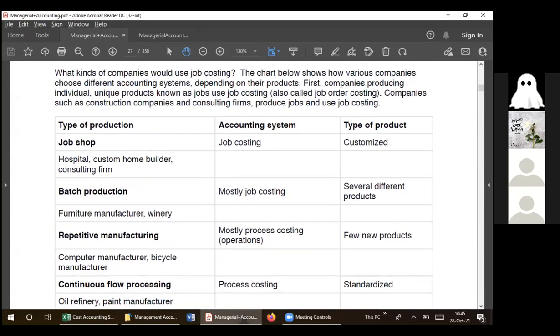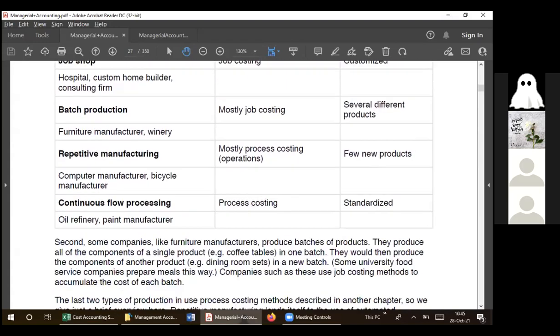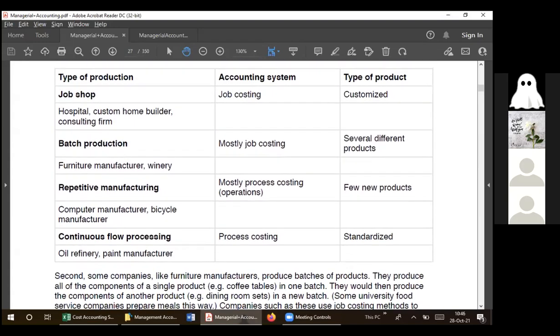So these are the kinds of companies that are using job costing, the type of production they have and the accounting system they will use. Sorry, not just job, but job and process costing. For example, the first is a job shop. A job shop is where you get one contract and you have a cost for that contract. A hospital is again an example of the same thing. Every patient is treated differently, unless they have the same problem. So if every patient is treated differently, it becomes a job costing system. The hospital has to calculate their cost for every customer also.